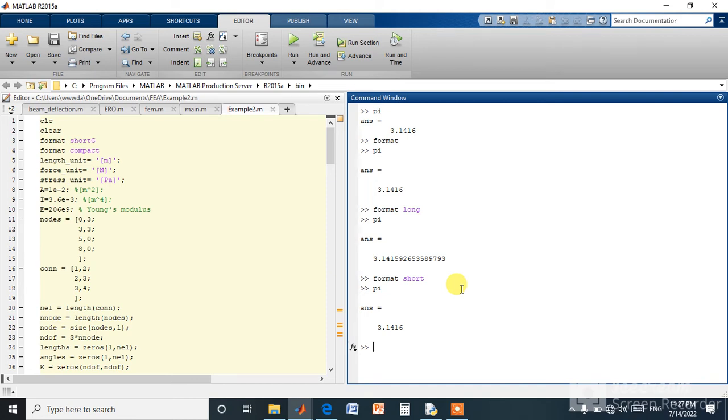Similarly, we also have the long ENG format. We have the long ENG format. We have the short ENG format. Now we are going to start with the long E format.